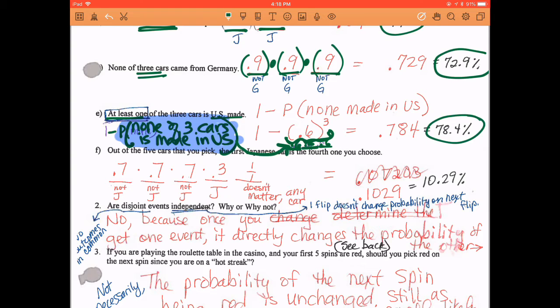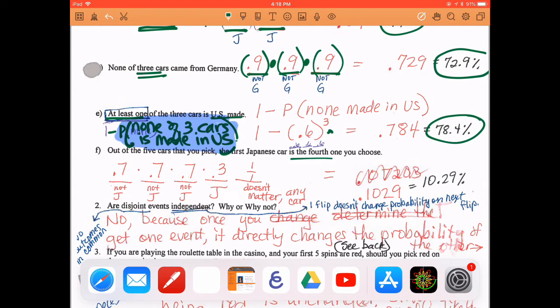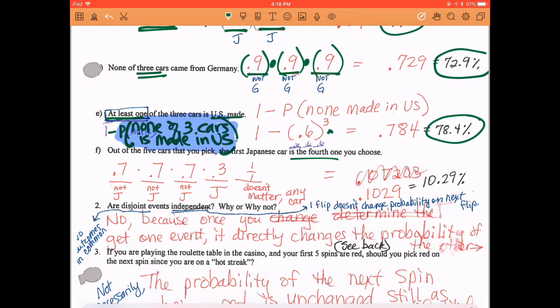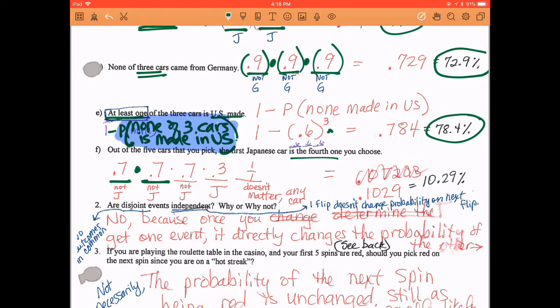All right. Now, question F is talking about 5 cars. Out of the 5 cars that you picked, what's the probability that the first Japanese car is the fourth one you choose? So what happens is we are defining which vehicle is in the fourth spot. So the first one is not Japanese, and the second one is not Japanese, and the third one is not Japanese, and the fourth one is the Japanese one.